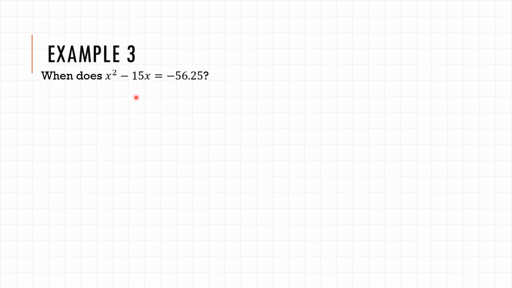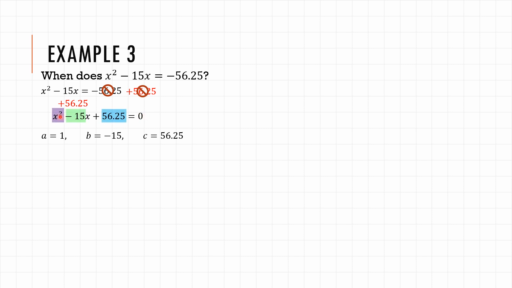In this example, we're going to find out when does x squared minus 15x equal -56.25. Well, again, I only know how to solve quadratics when one side is equal to 0, so I'll add 56.25 to both sides and make that equal 0. And now those are my values of a, b, and c, which I'm going to plug into my quadratic formula. That's b, that's a, and that's c.